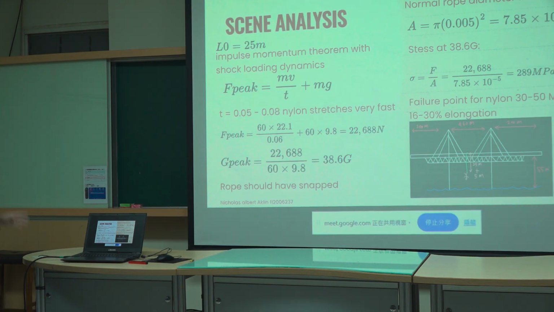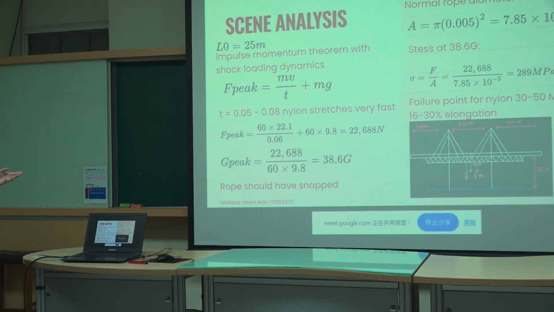And here we can see that the peak force is around 22,000 newtons, and when we put it together with Murray's estimated mass, which is 60 kilograms here, we get a g-force of 38 g, which is very high. Just for perspective, a jet fighter's max g-force is around 10, so this is more than that.